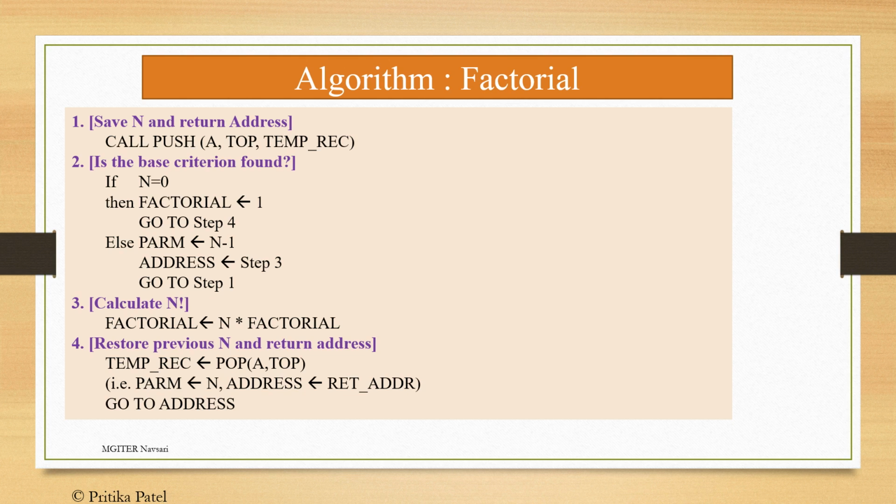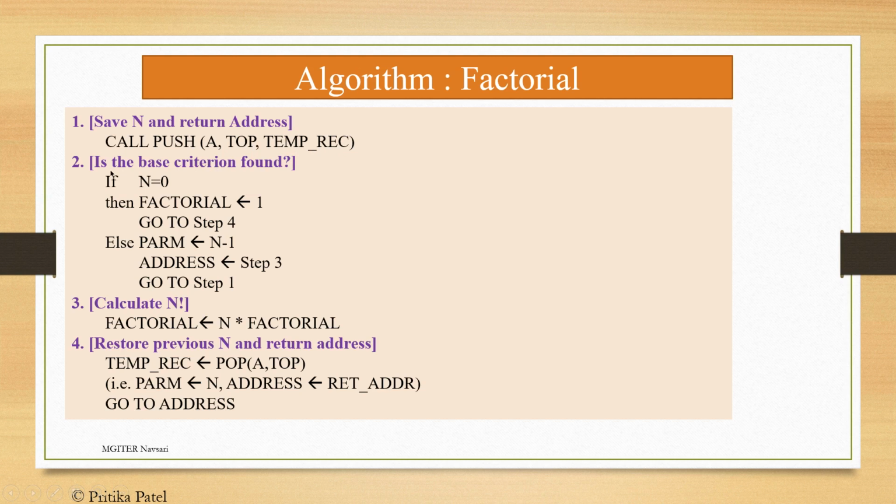Now the algorithm of factorial. First step is save n and return address. In this step we are going to push the element into the stack. The first parameter is A, that is the stack. Second is top, which indicates the position of the element in the stack, and the next parameter is the temporary record, and the temporary record has two parameters, that is parameter and address.